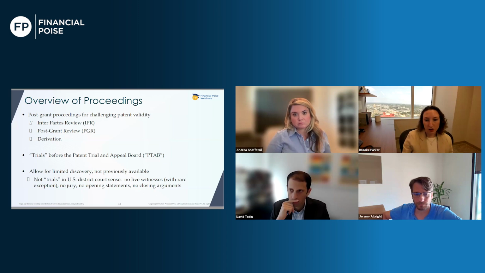A PGR allows you to challenge more grounds of validity of the patent. So you can challenge the same things that you challenge with an IPR, so novelty and obviousness, but you can also challenge things like whether or not the specification supports the written description or enablement of the claims. You can also challenge based on 101 grounds. So it gives you more of an opportunity to challenge different weaknesses of the patent.